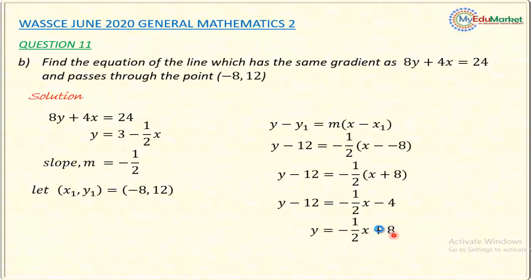This is now the equation of the line that we need to find, that has the same slope as this line and passes through this point. So with this I have answered the question.